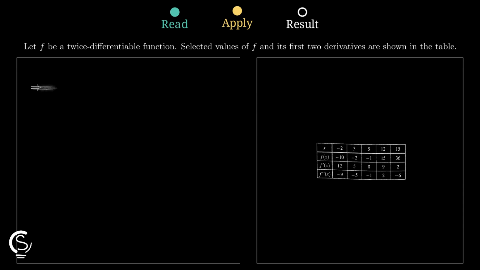Part B, let m of x equal f of x. Equals negative 10 and m of 12 equals f of 12, which is f of 15 or 36. That m of x equals 0.